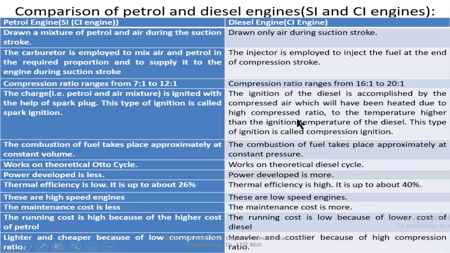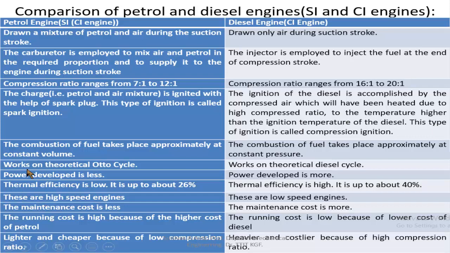And in a diesel engine, the air fuel mixture will be ignited by compression ignition. We already discussed that a self ignition process takes place, and that is why it is called a compression ignition engine, a CI engine.